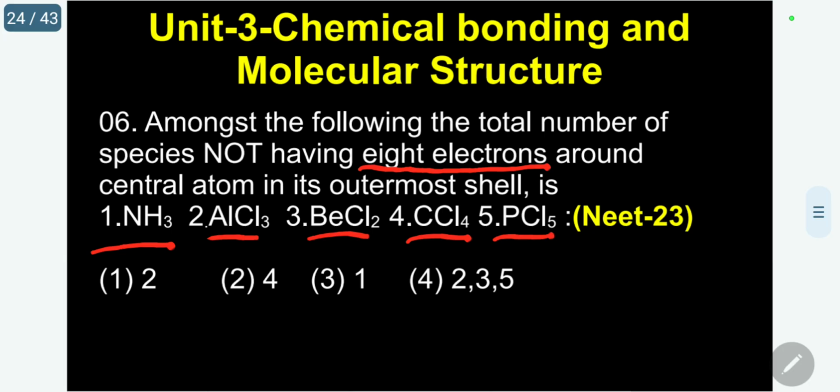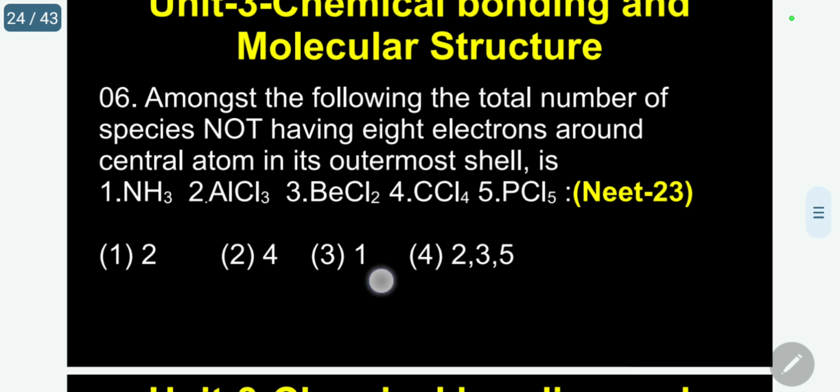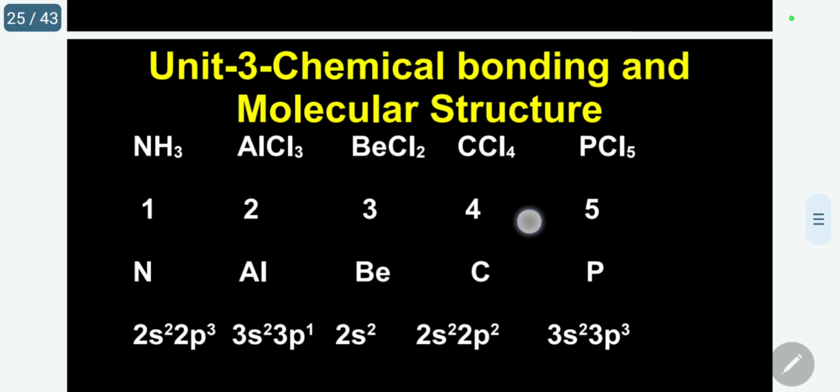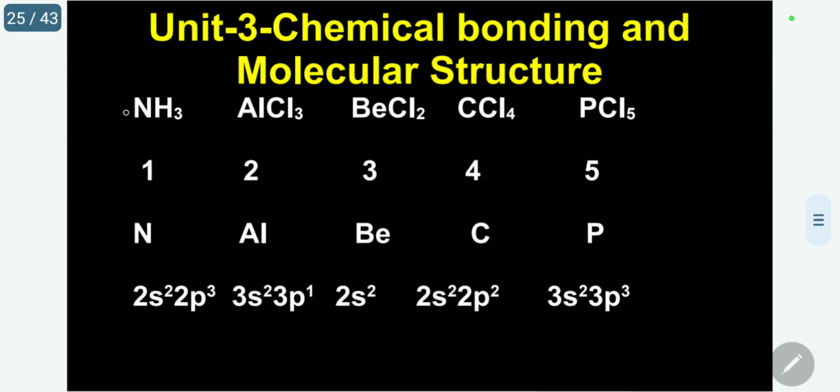Here the question is: among the following, the total number of species not having 8 electrons. Since the structures are given, we will write the structure and identify which has 8 electrons and which does not. Please follow me. Number 1, ammonia; aluminum chloride; beryllium chloride; carbon tetrachloride; PCl5.